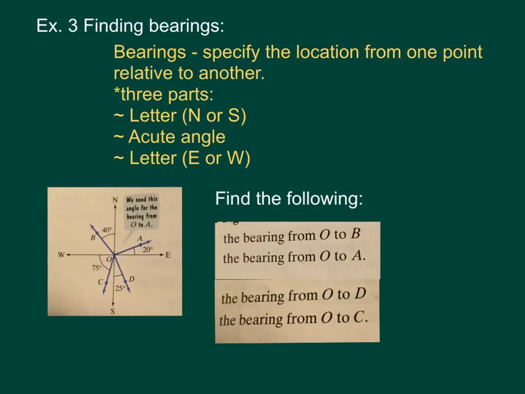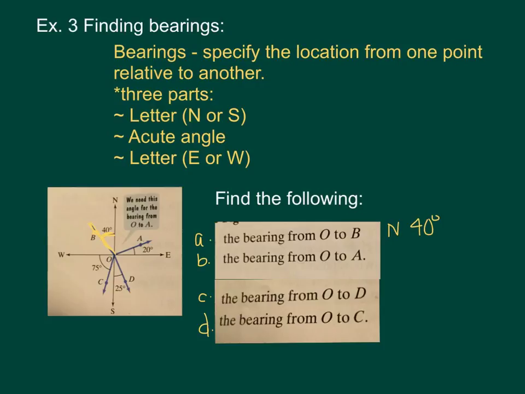So I have this picture here. And we'll look at example 3A. They want the bearing from O to B. Now, if you notice, O is the center and B is the point we're trying to get to. So B is closer to the north line. So when you write it, remember it's 3 parts. So part 1, we know is closer to north. The angle that's formed with the north and this bearing line is 40 degrees.